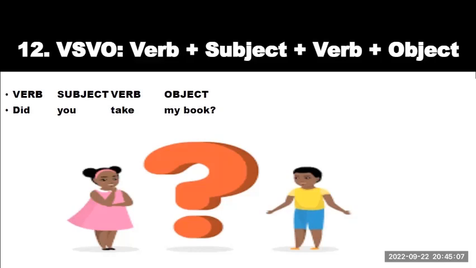But here, a sentence that begins with a verb is obviously a question, because here we have inverted the sentence structure in order to ask a question. For example, did you take my book? Now, if you listen to the intonation, I have used the rising tone. Did you take my book?